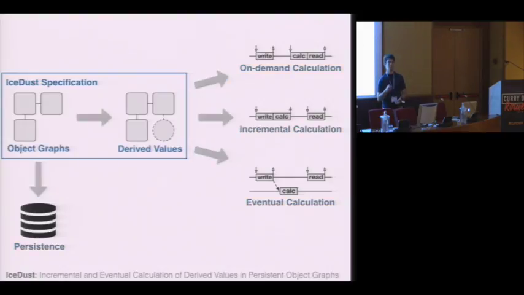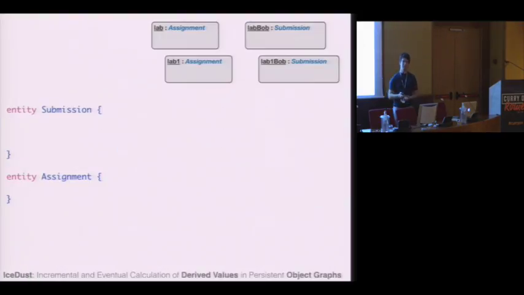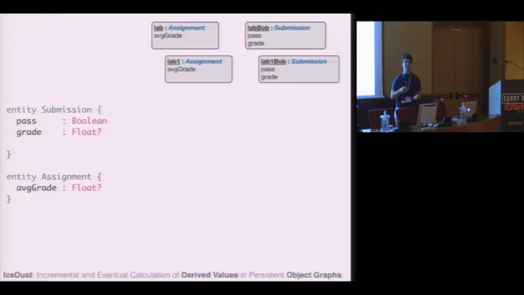So what does such a specification look like? So here we come to some DSL code. At the top right, I will show the object graph that corresponds to the definition. So in IceDust, the types of objects are governed by entities. So here we specify, well, we have submissions and assignments. And these entities have attributes. So here we specify, well, submission has a pass, boolean, and an optional grade. And the question mark indicates that it's optional.